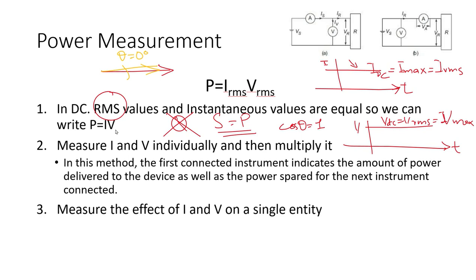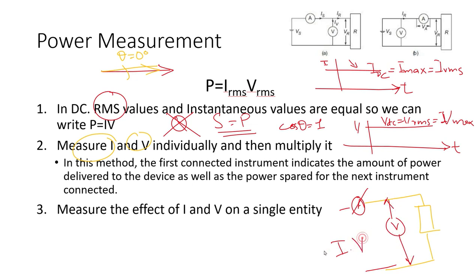How do we measure this power? Sometimes we individually measure I and V and then multiply them, because these are DC values. So let's say we have some load connected in this circuit. We first connect an ammeter and calculate our I, and then we connect a voltmeter across it, and then we calculate V, and this gives us our power, because cos theta is 1. So this is the normal case for DC, but for AC we cannot just do that, because the maximum and the RMS are two different things.